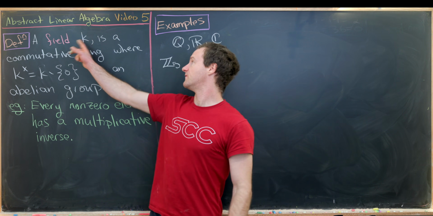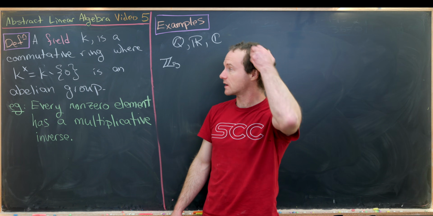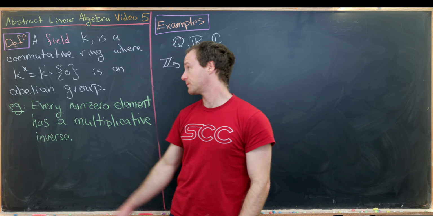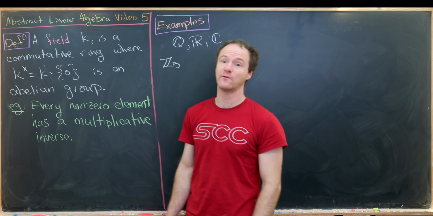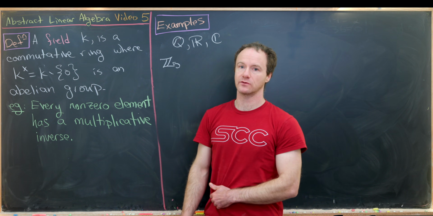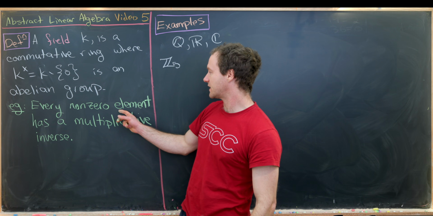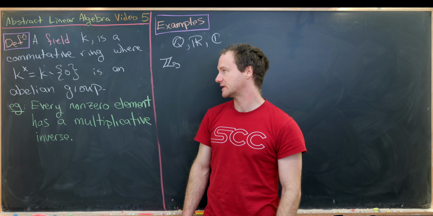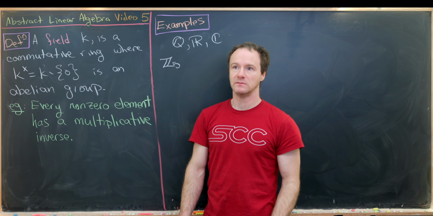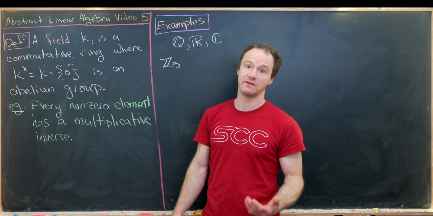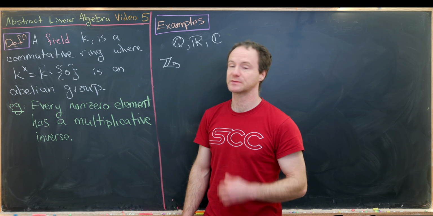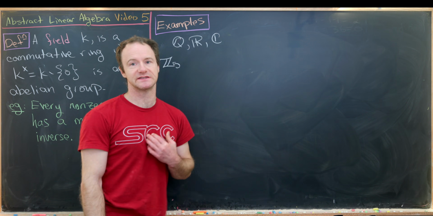So anyway, a field k is a commutative ring where k times, that's how I read that, which is k except for the additive identity 0, forms an abelian group. Let's notice that means that every non-zero element has a multiplicative inverse. Well, remember, being an abelian group means that everything has an inverse, and that invertibility is the only thing that's lacking from it being a monoid in the first place. Okay, so let's look at some examples.